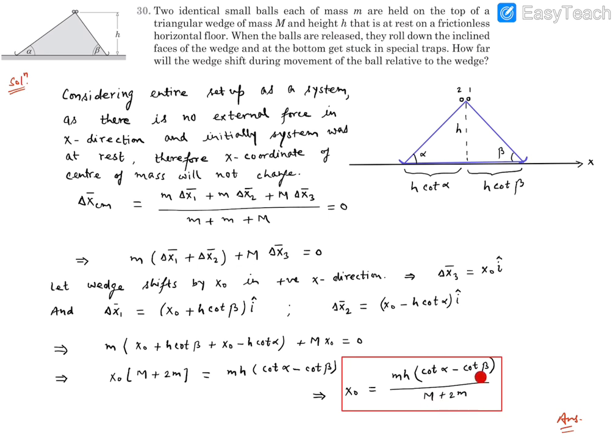Now all numbers are known to us, like small m, capital M, alpha, beta. They are given to us in this figure in the question. So this is going to be the displacement of the wedge with respect to ground in the positive x direction. So we will write this is going to be in the i cap direction. So that's our final answer. Thank you.